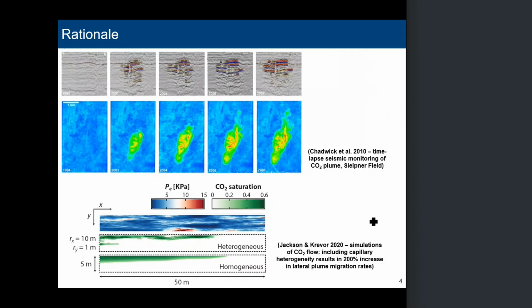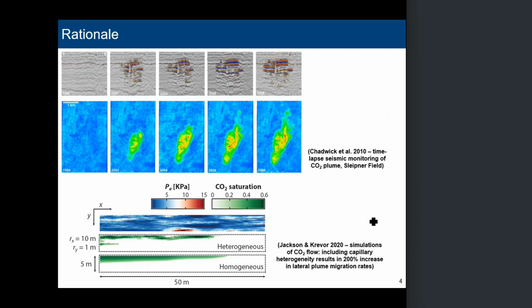So just to illustrate, here are a couple of examples of how we can demonstrate that heterogeneity does influence CO2 migration. The images at the top are a series of time-lapse images. The top row shows a cross-section, from just after injection on the left to several years after injection on the right. And the middle row shows the same data, but in map view at one of the reservoir levels.